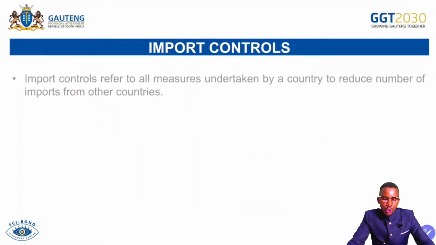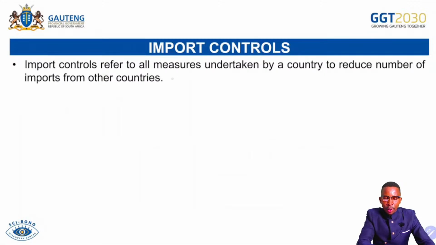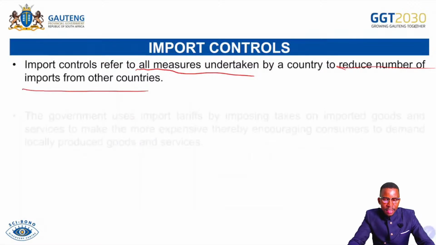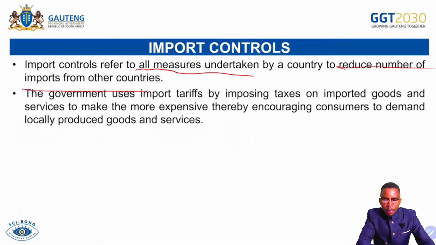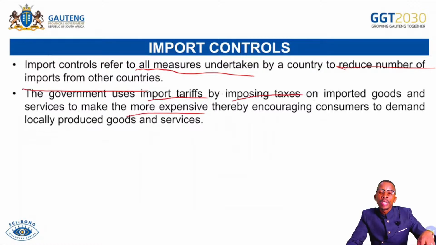And then import controls. So this is all about what we call having to take some measures as the government to reduce the number of imported goods and services from other countries. The government uses import tariffs by imposing import taxes on imported goods and services to make them more expensive, thereby encouraging local consumers to demand only locally produced goods and services.